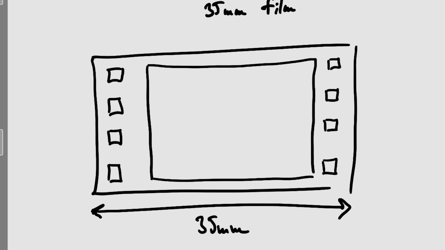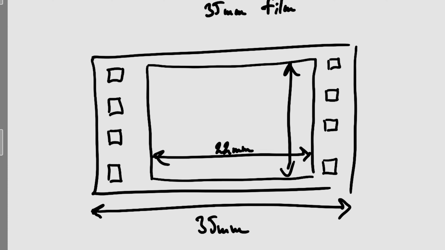So again, we have 4 perforations per frame. The width of the frame is 22mm, and the height is about 16. We still have, because this is a standard 35mm film, the soundtrack at the side of the film, which is being captured along with the image.